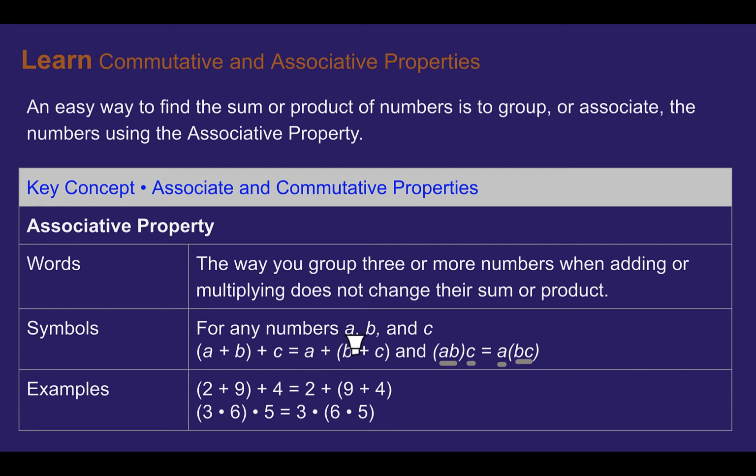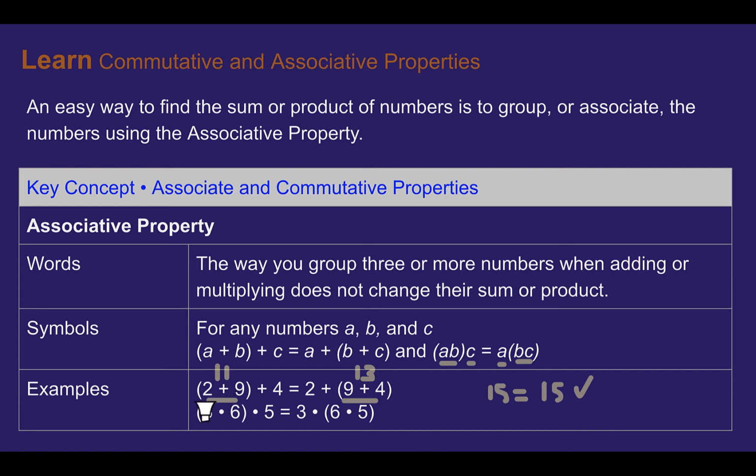If we look at our numerical examples, here we have 2 plus 9, which is 11. 11 plus 4 is 15. So I knew one side was 15. If I check the other, 9 plus 4 first is 13. 13 plus 2 is also 15. A quantity is equal to itself. Reflexive property, yes.